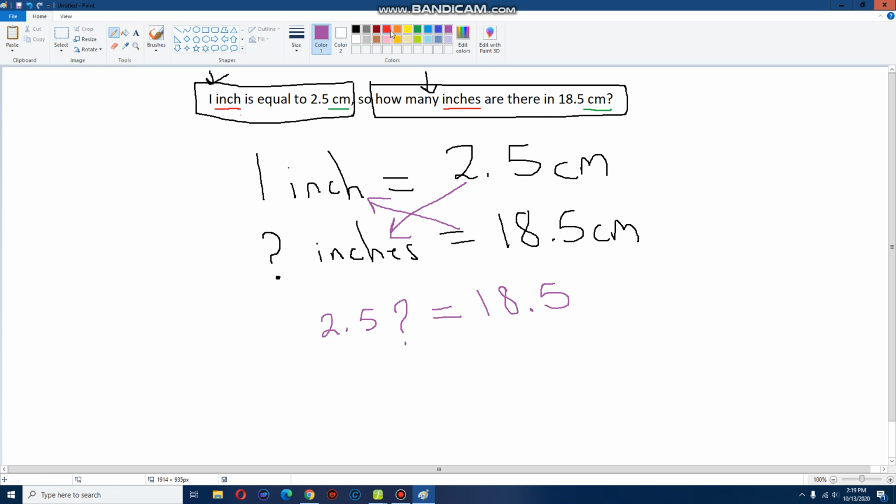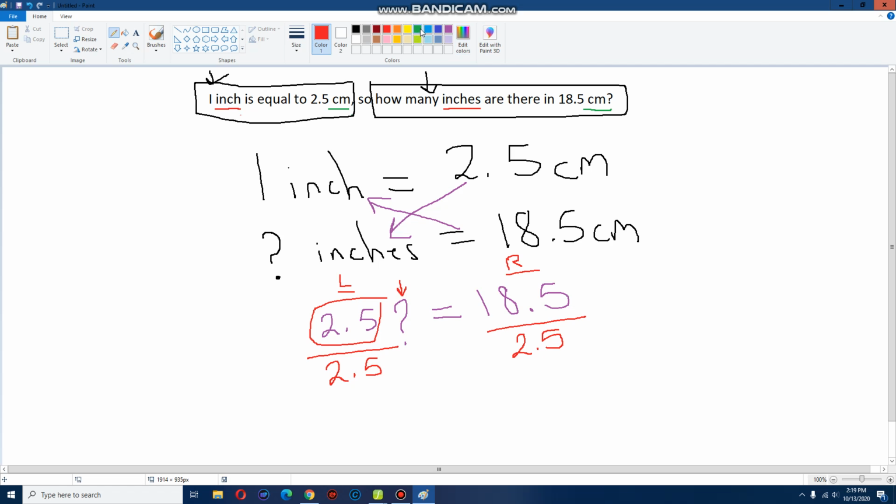And now I need to find out the missing number, the question mark. How do I isolate this? How do I make this number independent? Right now we've got family over here. We don't want family. We need the question mark to be independent. How do you make this independent? You just take this number in the front and you divide it by the same exact number, 2.5. And whatever you do on the left side, you do the same thing on the right side. So 18.5 divided by 2.5 as well.